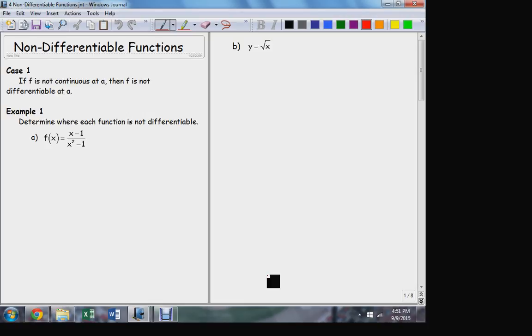Well, one case is very straightforward. It turns out, in order for a function to be differentiable, it has to be continuous. So it's our first rule for identifying points where differentiability fails. So if a function is not continuous, then it's not differentiable. So for this function here, where is this function not differentiable? Where do I know that it's not differentiable? Where it's not continuous. Where is this function not continuous?